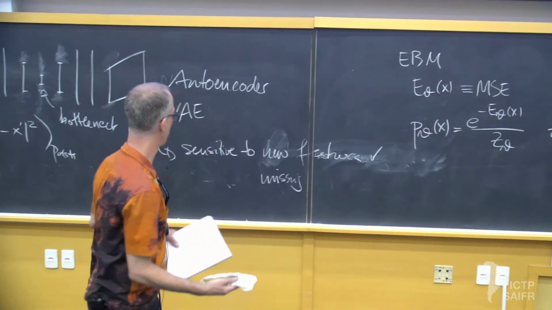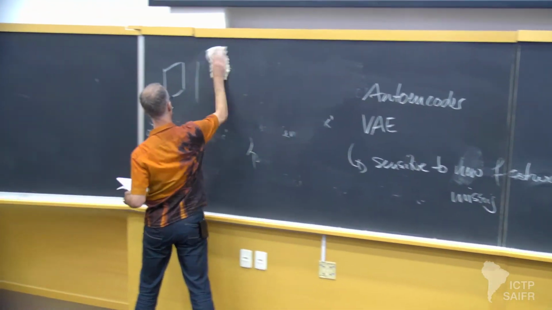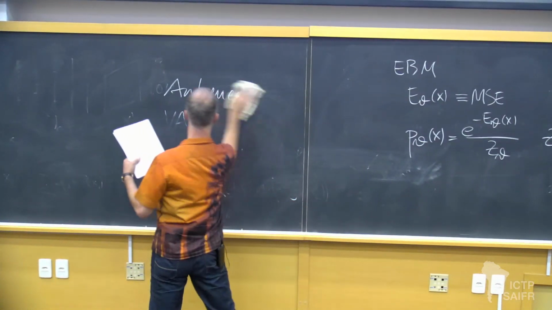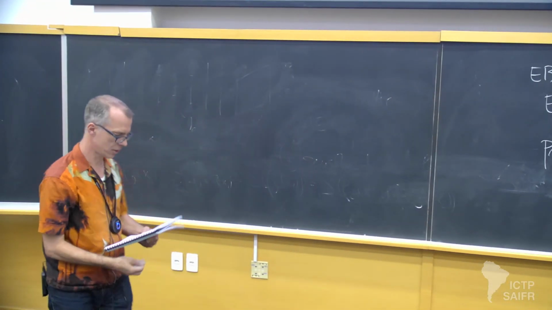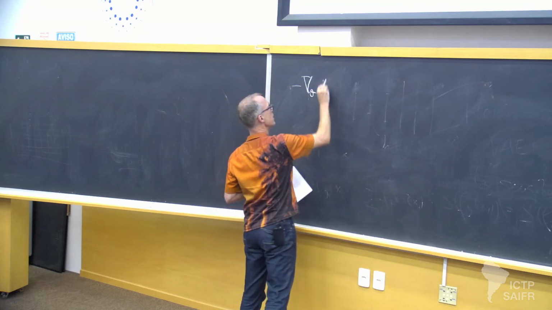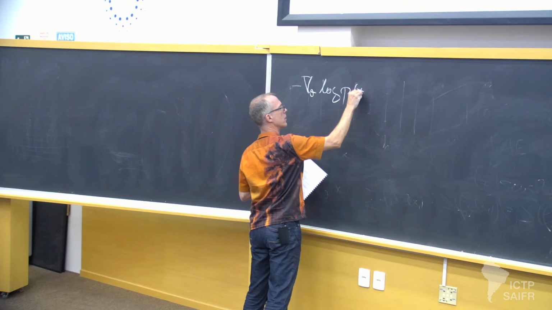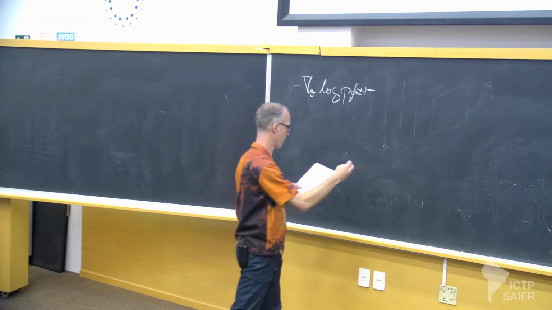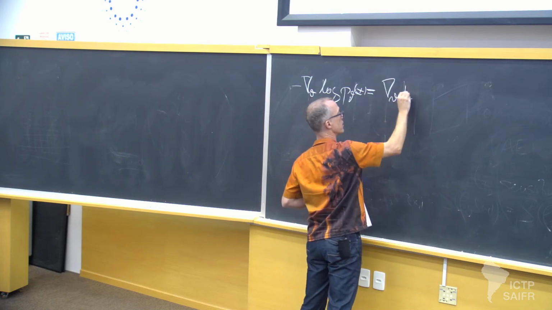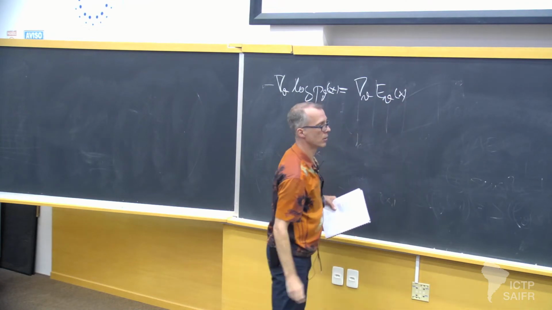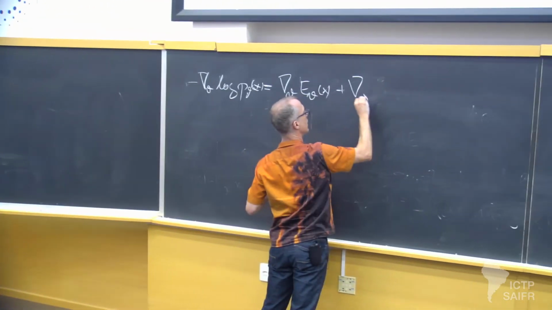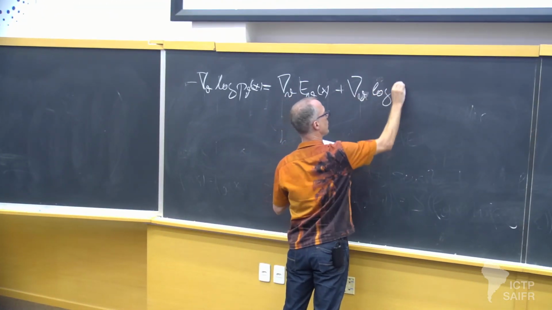The gradient of that is the gradient of log p, and I just insert the same function, which is minus gradient in theta space of log p theta of x, equals, well, the first one is nothing special. It's just the gradient theta of the energy, the gradient theta of the MSE. That's my standard training, my standard machine learning autoencoder training, plus gradient theta log Z.